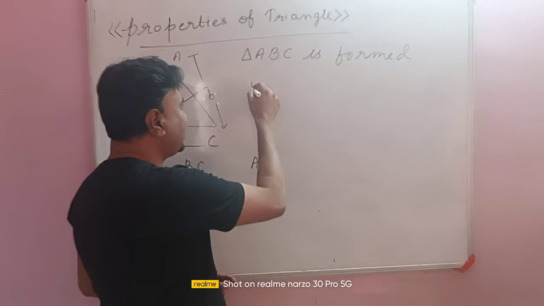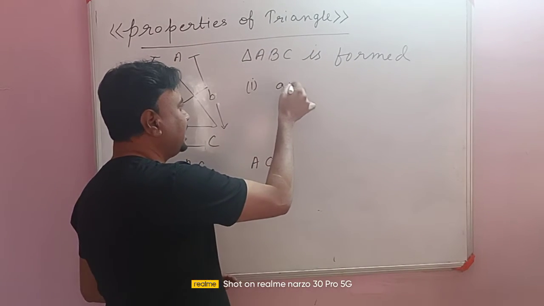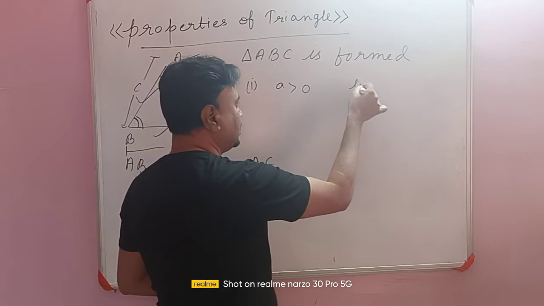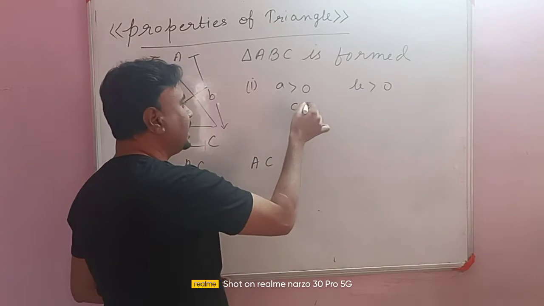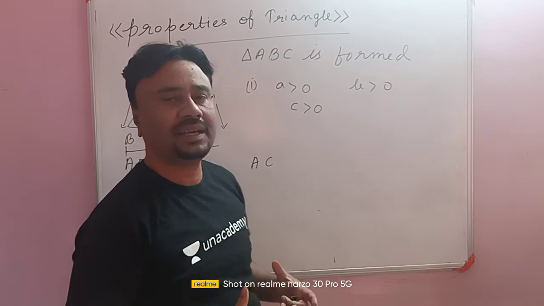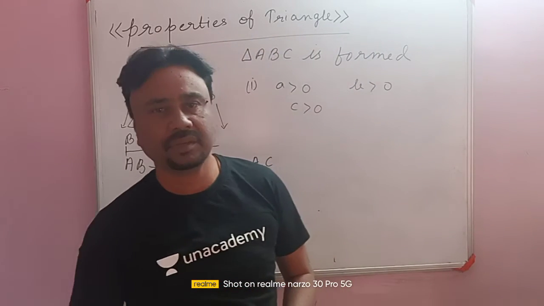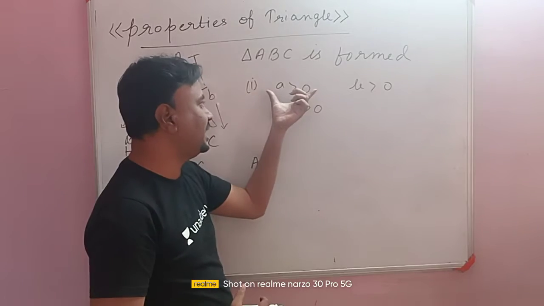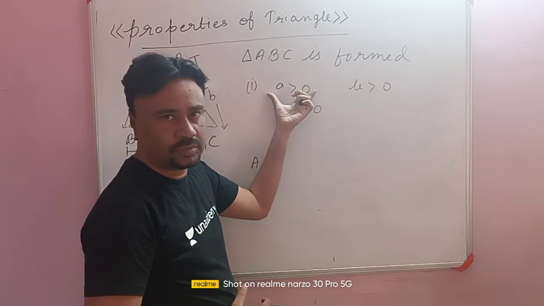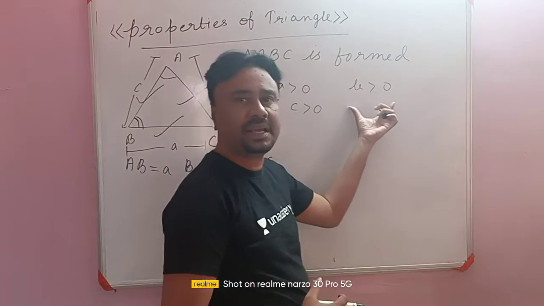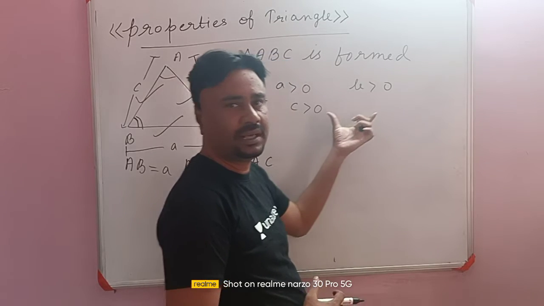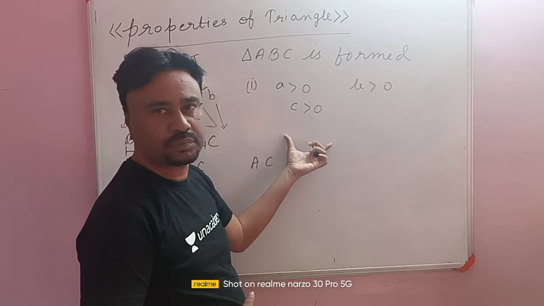The first basic rule: the length of the side is always positive. I repeat once again, the length of the side is always positive. It means that if one of the sides is a, its length has to be positive, side b has also to be positive, and side c is always positive.